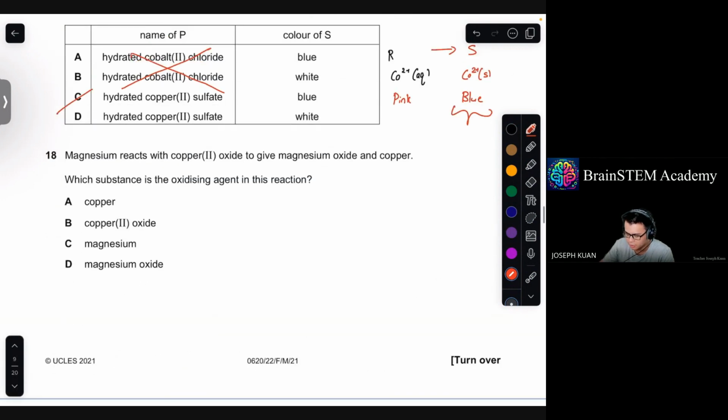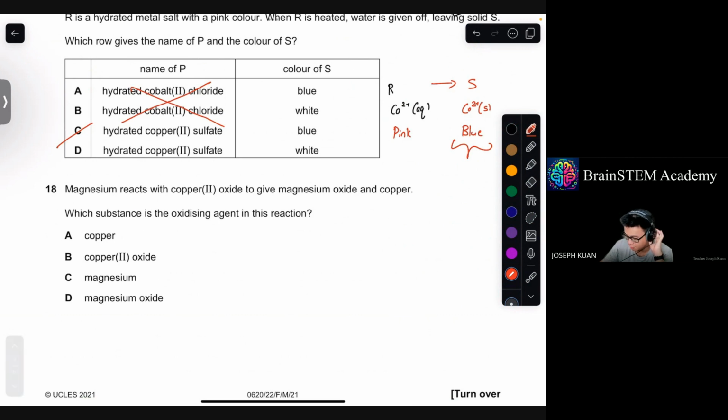Moving on to question 18. Magnesium reacts with copper 2 oxide to give magnesium oxide and copper. Which substance is an oxidizing agent in this reaction? The oxidizing agent in a redox reaction is actually undergoing reduction itself.